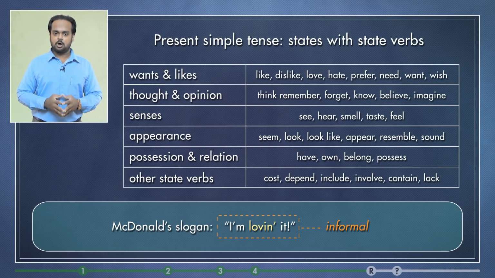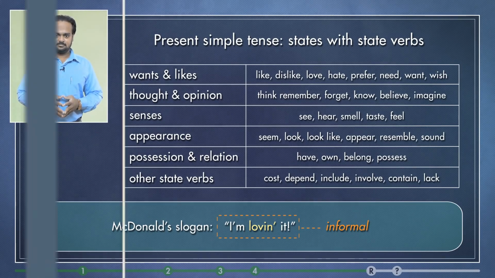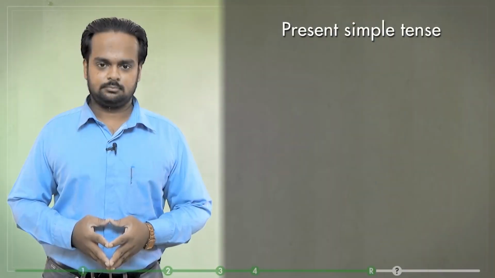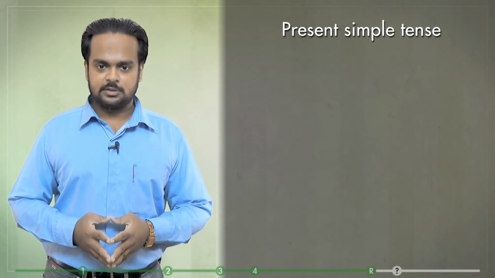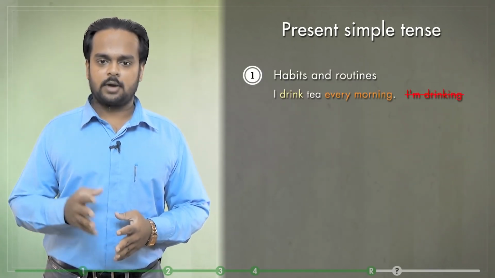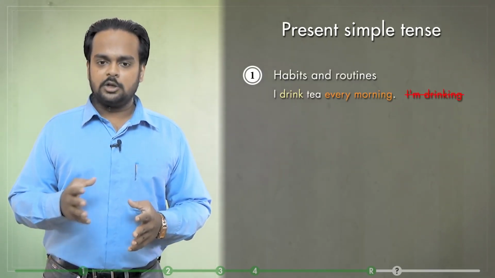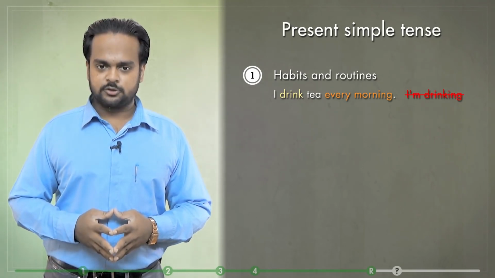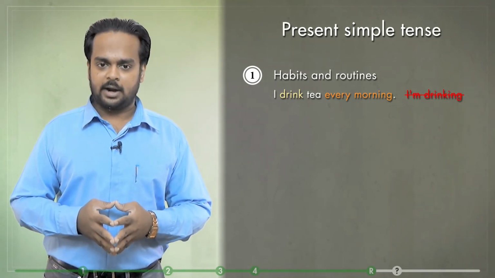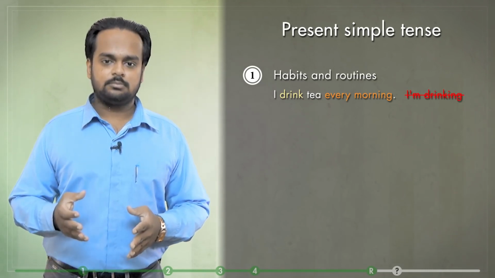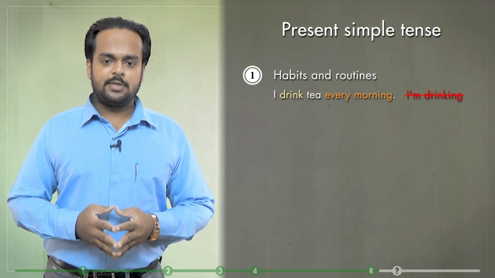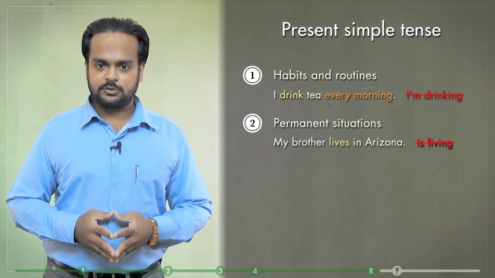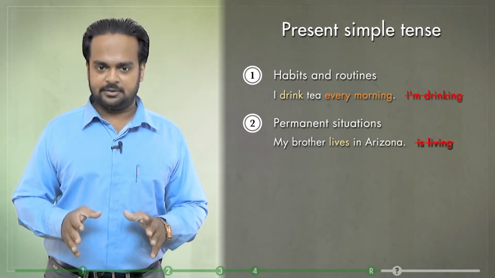Okay, let's now do a quick recap of what we learned in this lesson. In this lesson, we learned 4 uses of the present simple. The first is to talk about habits and routines. We looked at some common frequency expressions like every morning, on Fridays, etc., and adverbs like always, sometimes, never, and so on. Then we talked about permanent situations, that is, situations that don't change.